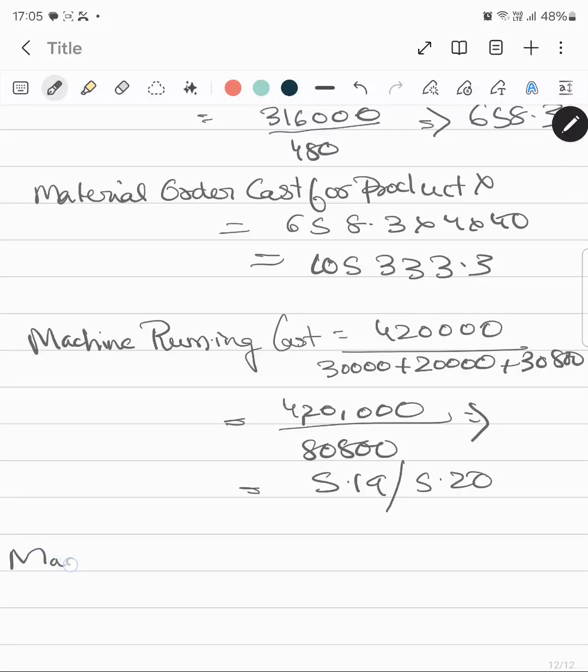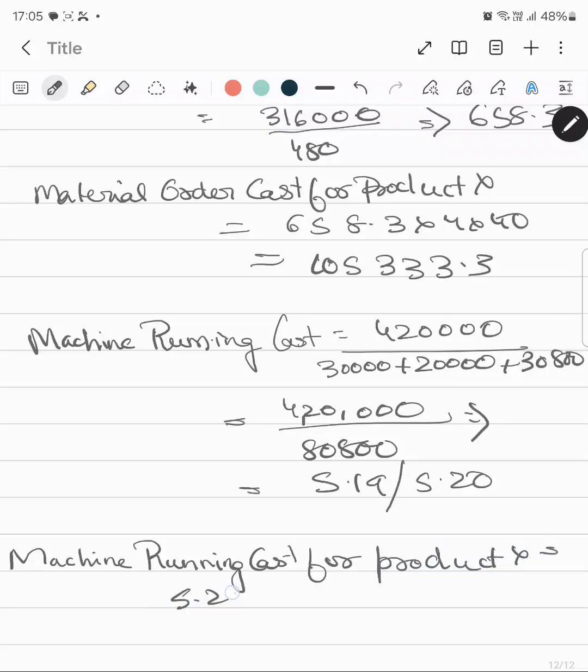Hence the machine running cost for product X is equal to 5.20 into 30,000. Okay.